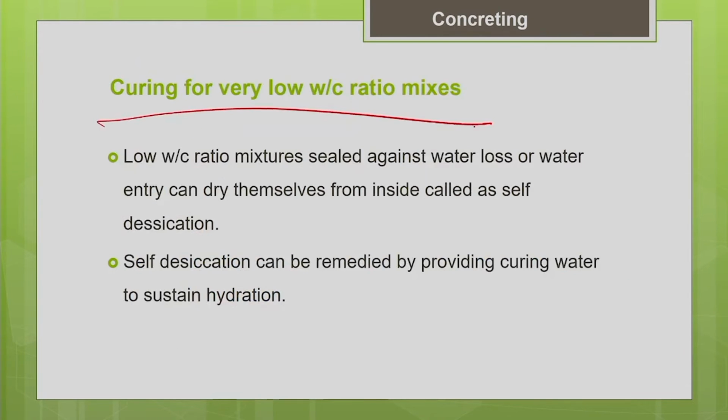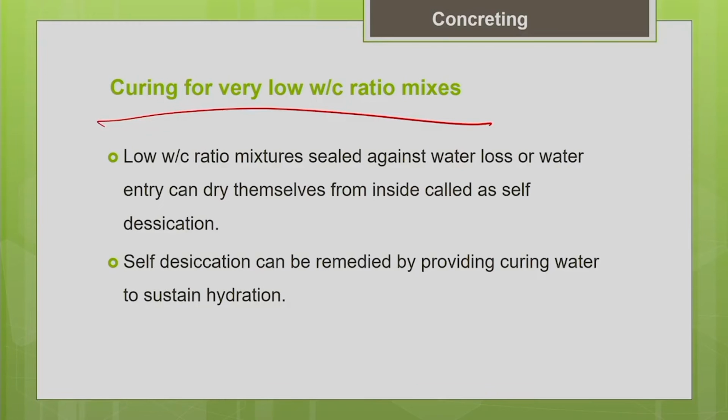Okay. That is what I told you. For very low water to cement ratio mixes, like say lesser than 0.35, so 0.3 for very low water to cement ratio for high strength concrete mixes, it is preferable to go for curing by external application of water.